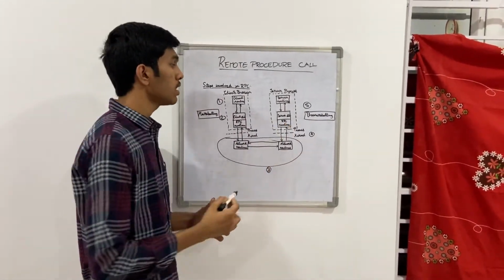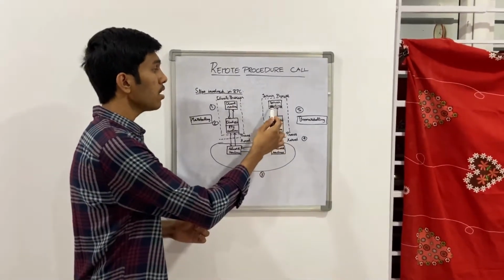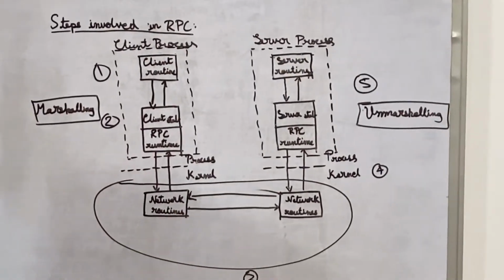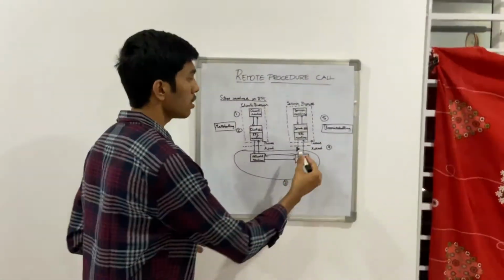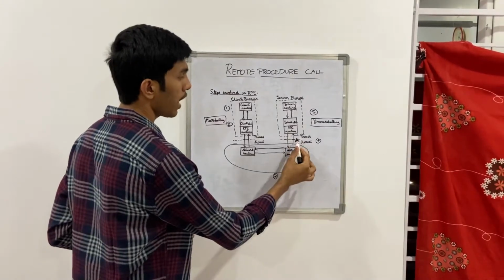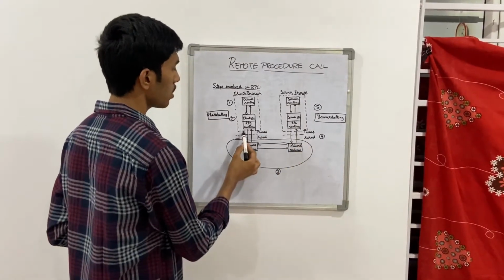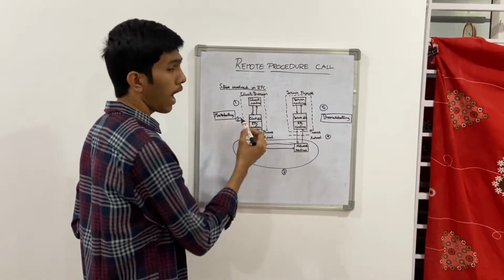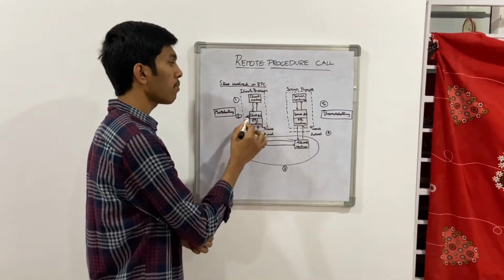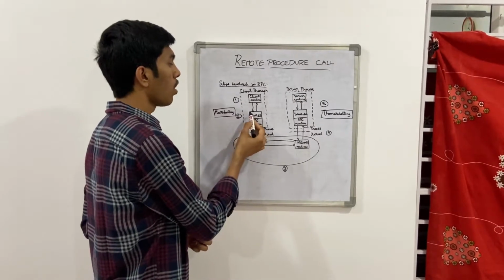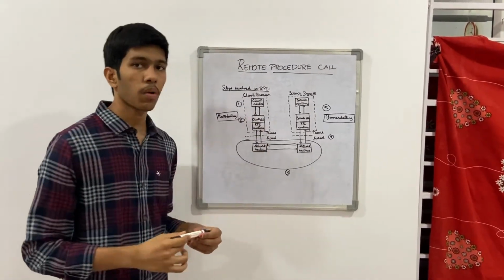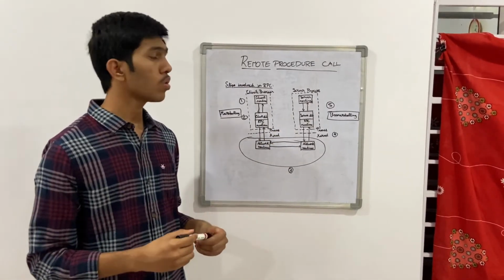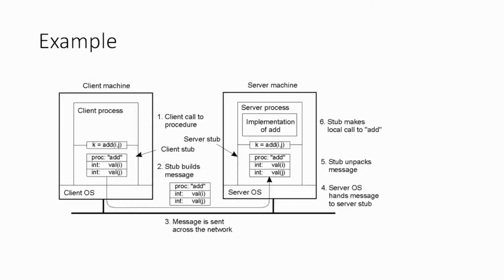Now the server stub packs the response of the server's local procedure into a message packet. The message packet is again transferred with the help of the server OS to the client OS. Then the message packet is unpacked, that is, unmarshalling is done at the client side, and the client gets the response. So these are the steps performed during a remote procedure call.